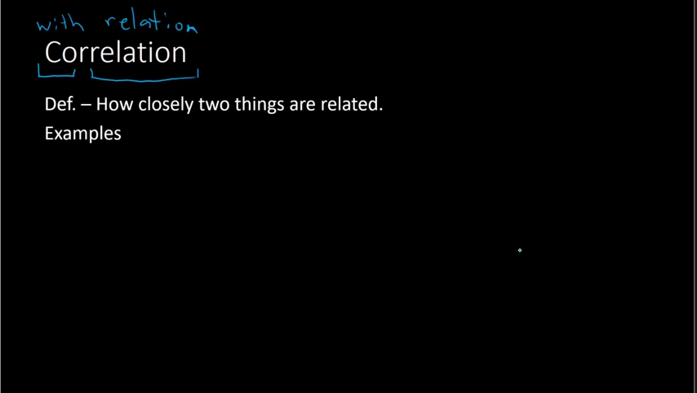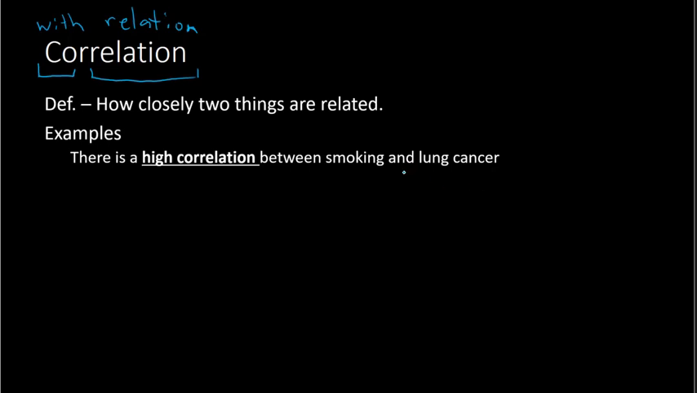So for example, we have high versus low correlation. High correlation means there's a lot of relationship. So for example, there's a high correlation between smoking and lung cancer. So people that smoke more will be more likely to have lung cancer. Doesn't mean that they will, it just means that there's a high correlation. There's a relationship between those two things.